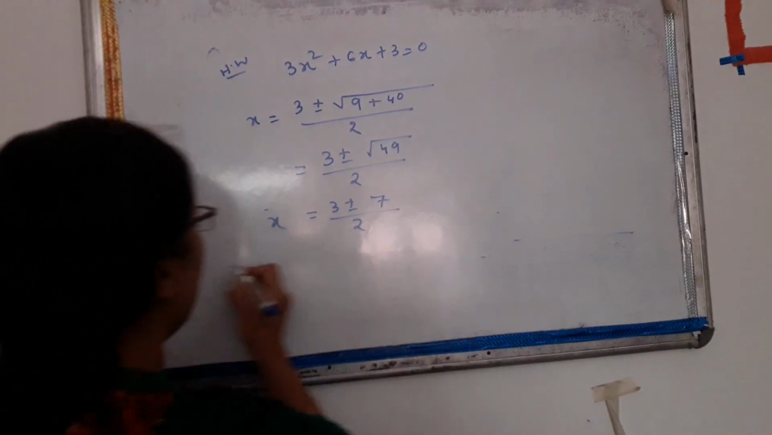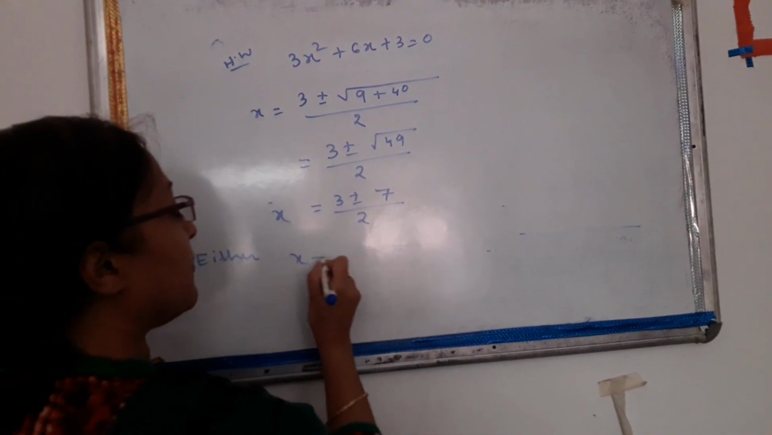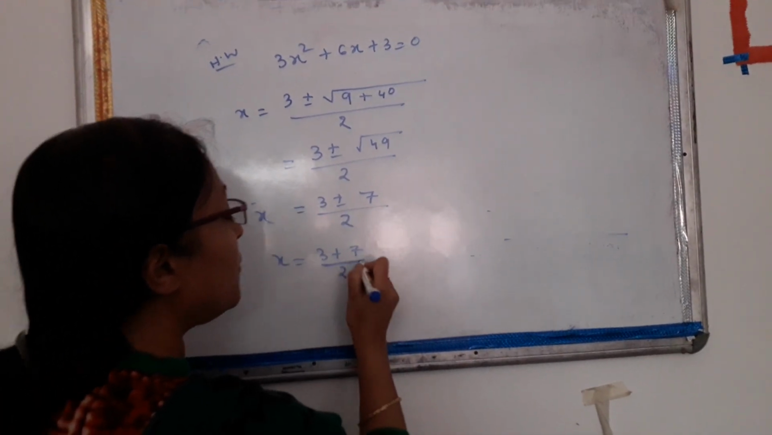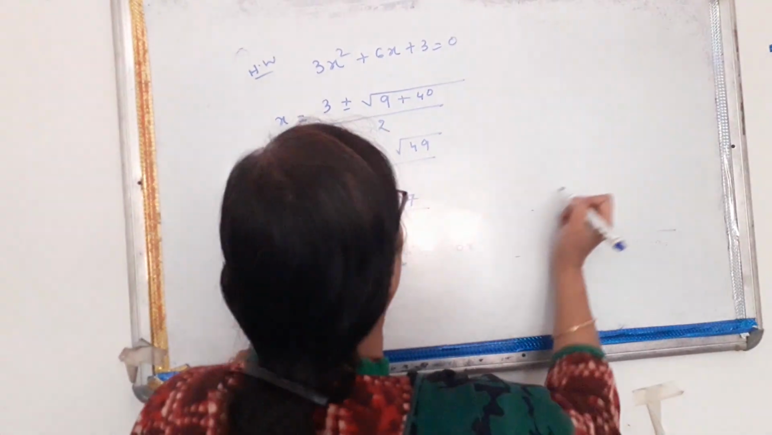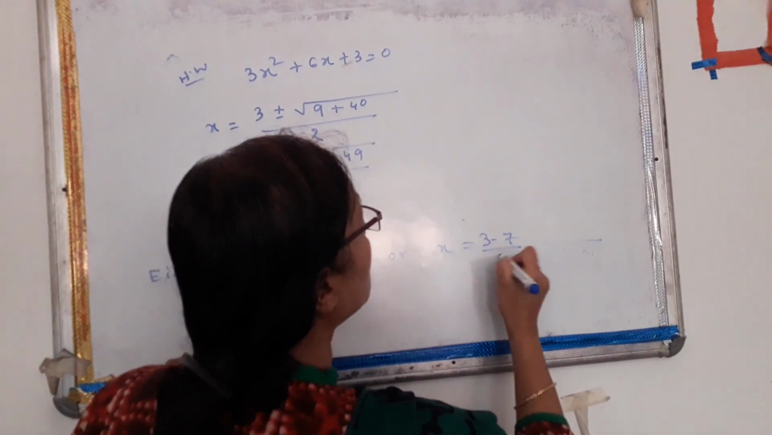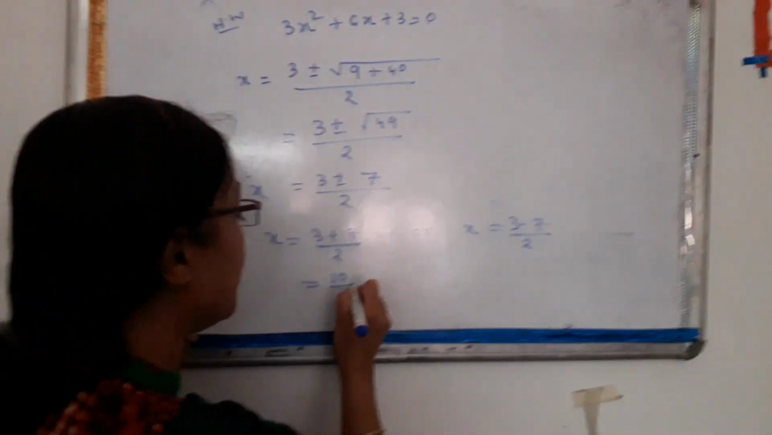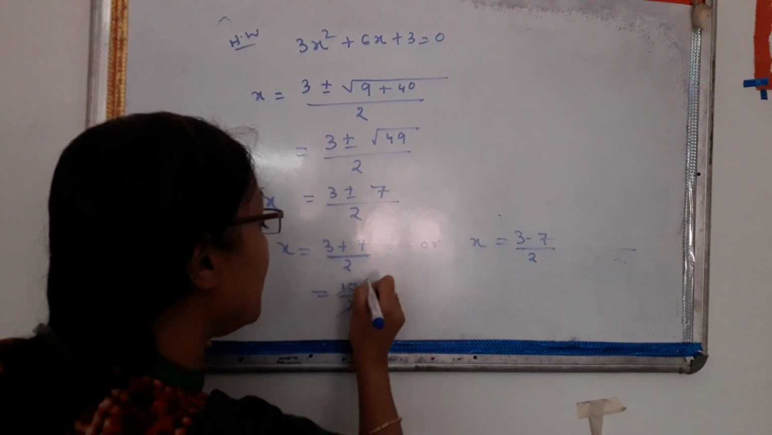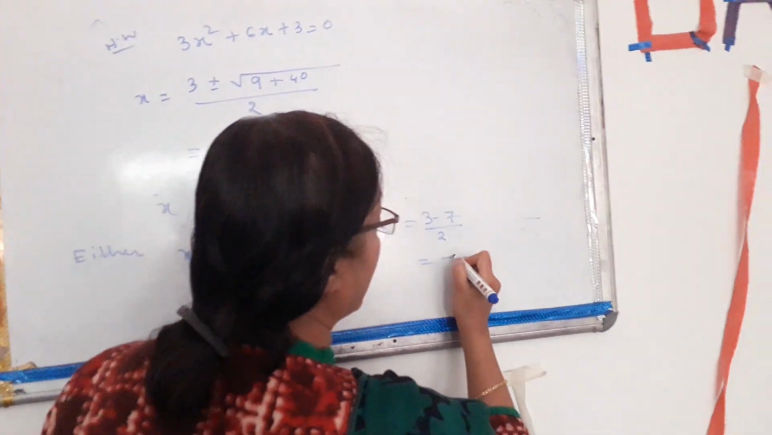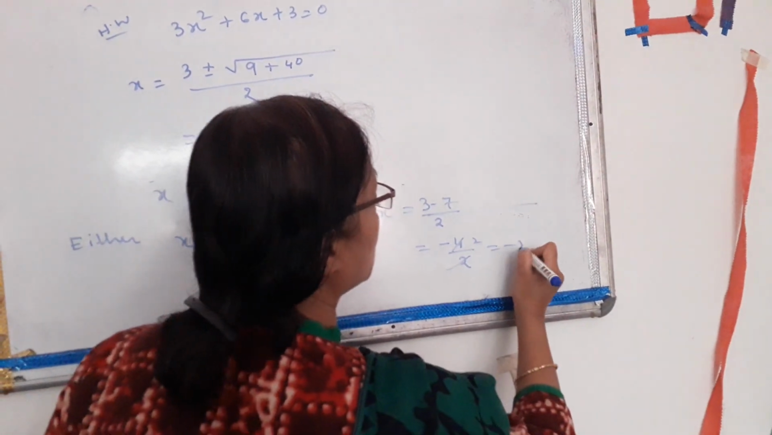Now I will write either x equal to, once you take plus in the numerator, down 2 only, or once you take minus, down 2. So 7 plus 3 is 10. 10 by 2 is what? 5. And here 3 minus 7 is what? Minus 4 divided by 2. We are getting here minus 2.